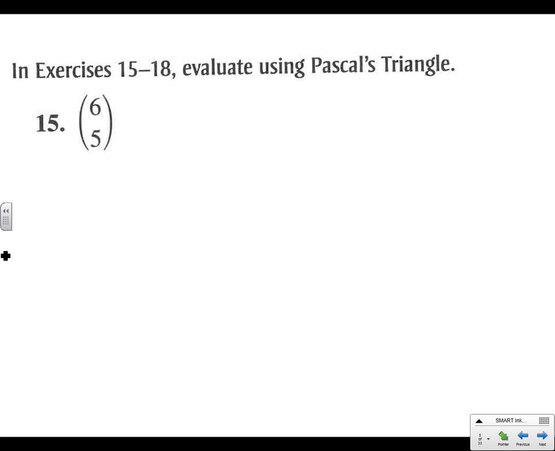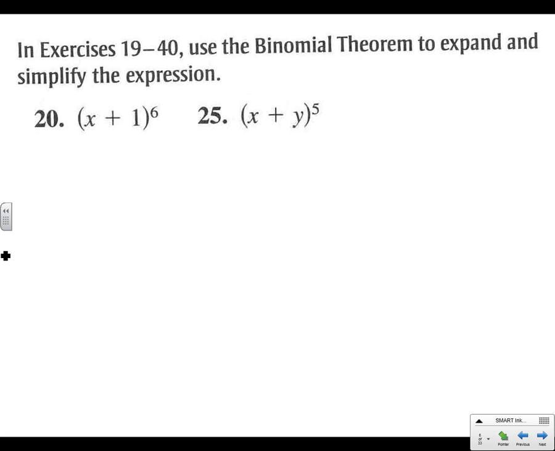All right, next problem, problem 20. Let's use the binomial theorem to expand and simplify the expression. First, we're going to need to know the coefficients. We could use the triangle to get this, but it's saying let's use the theorem instead, the binomial theorem. So here's what we're going to do. We're going to do 6. Now this is just the coefficients. We'll put in the x and the 1 later.